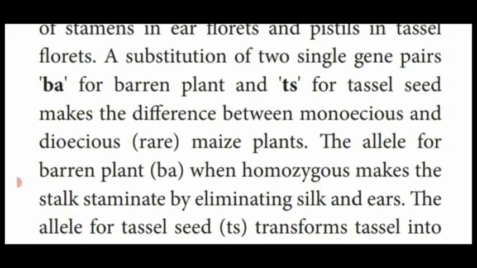In the female inflorescence they already have female florets. But we have to produce the male flower also in the female inflorescence. So we are adding a gene in place of the female inflorescence, named BA barren gene, in homozygous condition. This gene produces staminate florets, that is male florets, instead of, or avoiding, silk or cob.